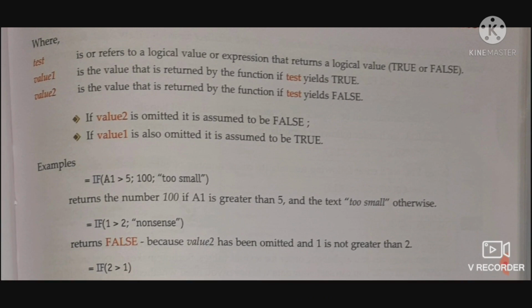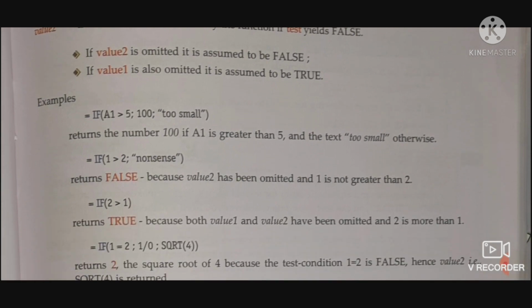In the function, one condition is there. First the test value, then value 1 and value 2. Children, both the values are required. If value 2 is not there, the condition will return false, and if value 1 is also not there, the condition will be true. Just check this example. IF(A1>5; 100; "too small") means if A1 is greater than 5, it will give the answer 100, and if A1 is less than 5, it will give the answer too small.